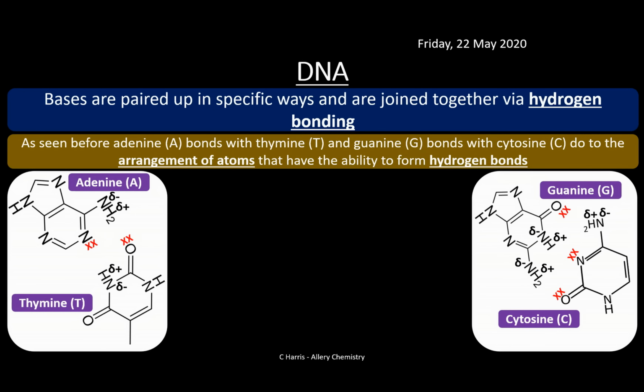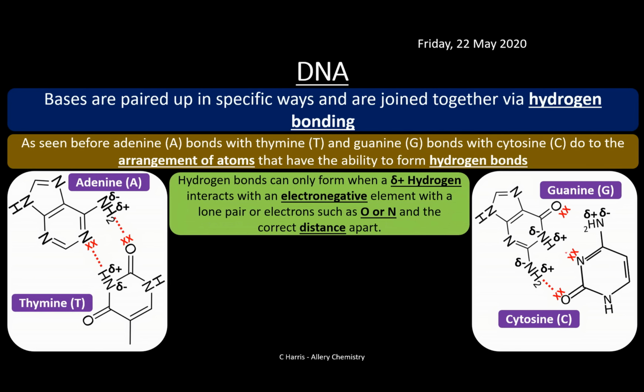So here's our 2 different bases here. So we're just ignoring the sugar phosphate backbone. We're literally zooming in on the 2 coloured bases that are joining together. Okay, so we've got A and T. So let's have a look at that one first. So you can see, there we are.